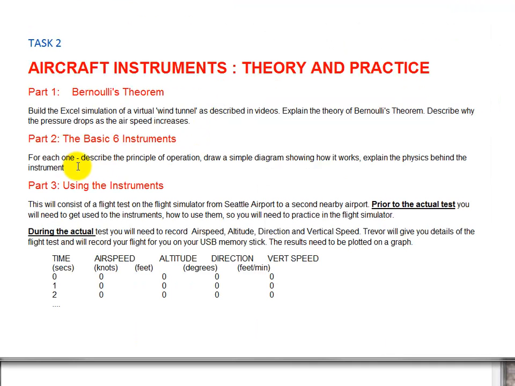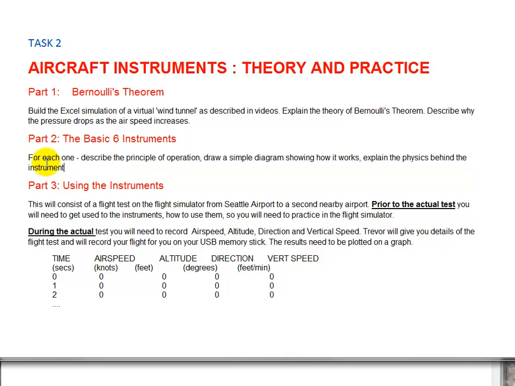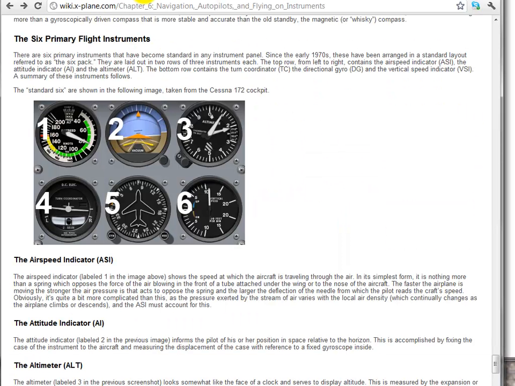The second task is to look at the basic 6 instruments. For each one, we're going to describe the principle of operation, draw a simple diagram to show how it works and explain the physics behind how it works. So if we look at the altimeter, the altimeter is number 1 here. No, the altimeter is here, sorry, number 3.